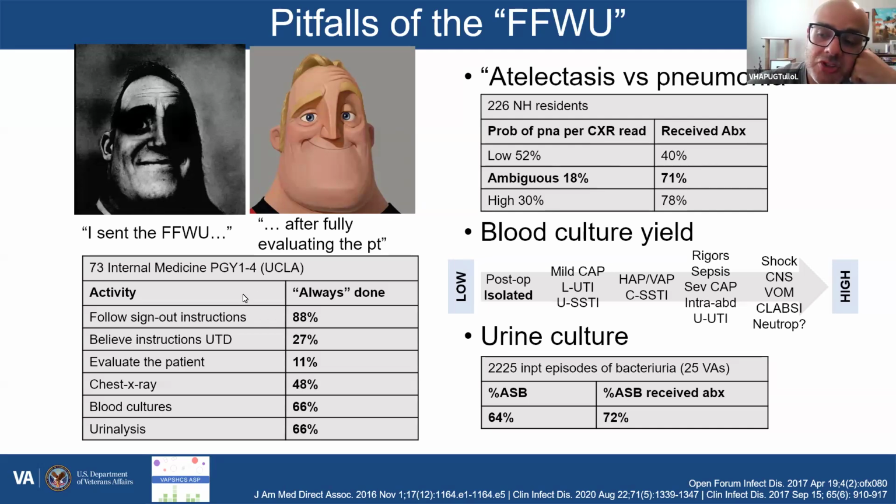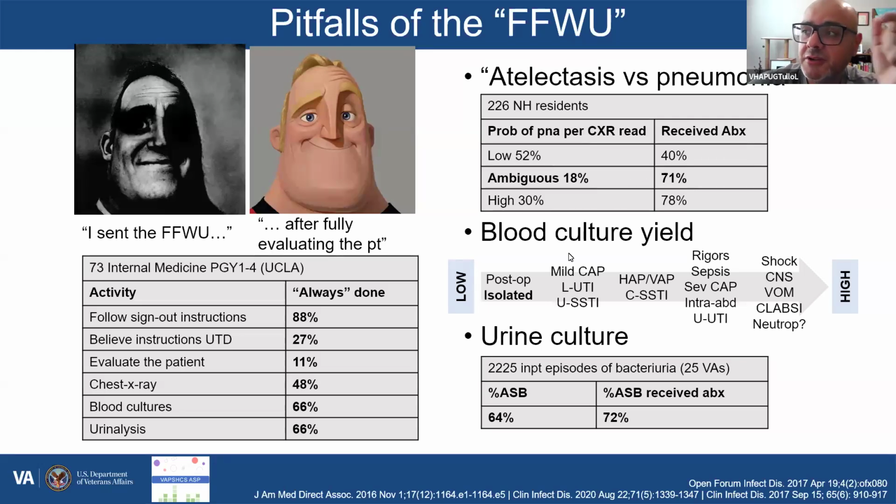So this chart below is from a survey of first through 4-year IM residents at UCLA. They basically asked them about the full fever workup when they cross cover. So surprise, only 11% of them evaluated the patient, but around 50% ordered all the tests included in the full fever workup. And you got to be careful with that because radiologists often hedge a little bit on their chest X-ray reads, and there's data to say that ambiguous reads lead to antibiotic overuse.